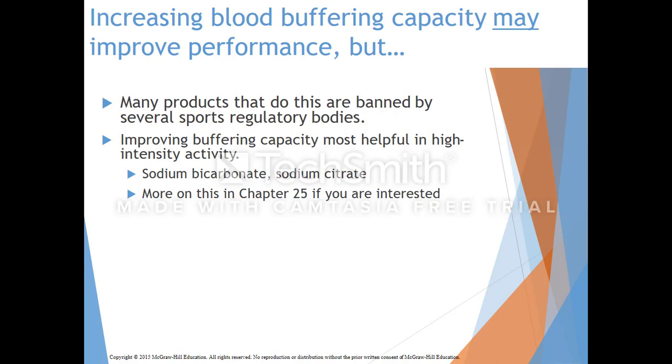It's also worth noting that some sport regulatory bodies have banned consumption of products that may increase performance by altering blood buffering capacity. So if you are an athlete, I wouldn't necessarily recommend consuming things like sodium bicarbonate or sodium citrate to try to improve performance, because you never know if it's going to cause those unfortunate GI side effects. And you also could have some concerns about whether or not it would affect your eligibility to participate in certain events.